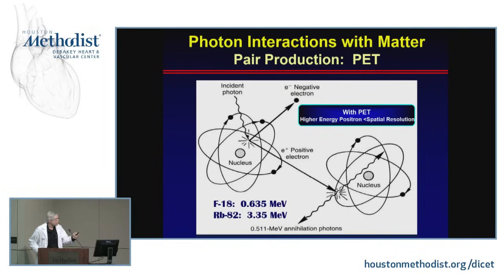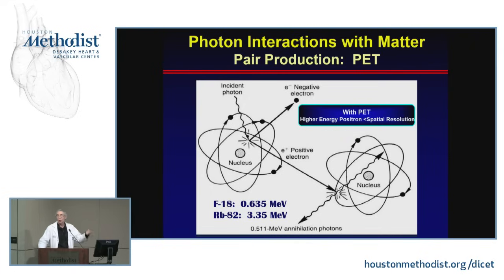What does that mean? That means that if an emission occurs here, but it goes all the way out to here before it's annihilated, look what happens to your spatial resolution. Okay, you degrade because you're not really imaging what happened here. You're imaging what happened out here.